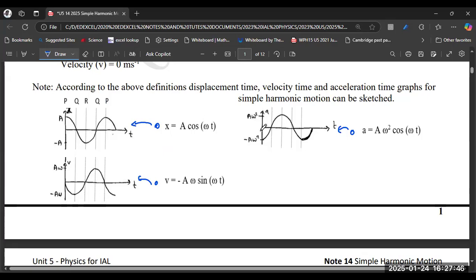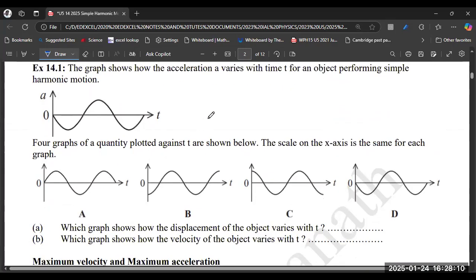For example, they can give you a graph like this and tell you that this is the displacement against time graph, and ask you what the velocity against time graph is. So last week we learned about that. Then they can give the displacement against time graph and ask you what is the velocity time graph. After learning that, we learned how to do this question.